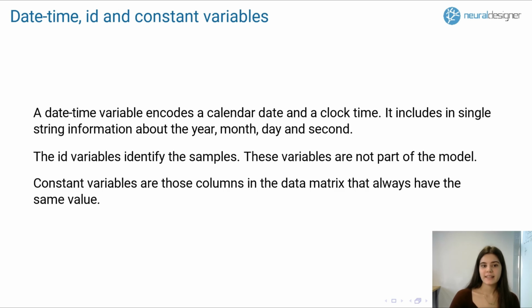Datetime variables. Datetime variables include a calendar date and a clock time. They include in a single string information about the year, month, day, and second. Human-readable datetime variables are converted to Unix timestamp variables. Unix timestamps are a way to track time as the total number of seconds running. These variables are not included in the model. Constant variables. Constant variables are those columns in the data matrix that always have the same value. They should be set as unused since they don't provide any information to the model but increase its complexity. ID variables. The ID variables identify the samples. These variables are not part of the model.